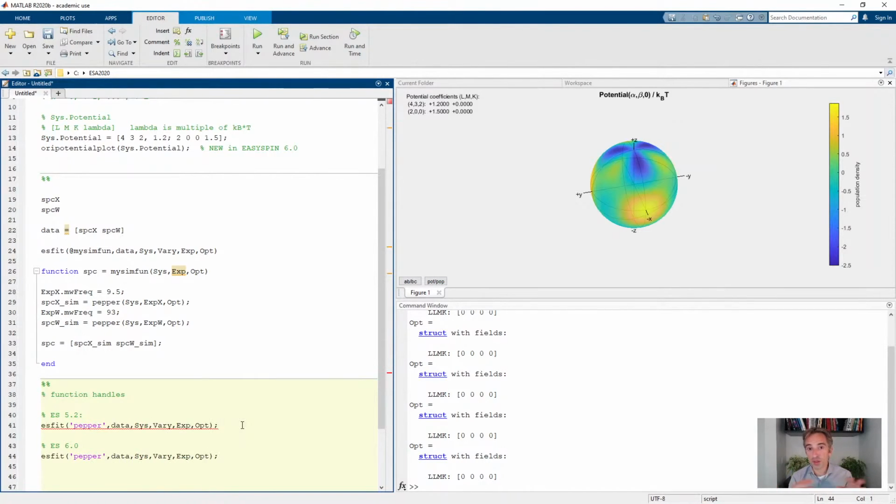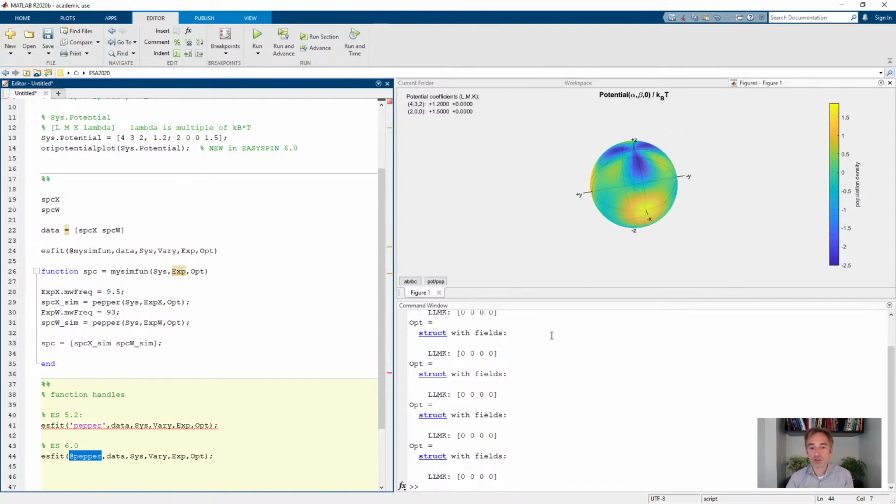It's much easier to ship them around internally, and it's the mechanics that's necessary for us to make global fitting or multispectral fitting much easier for you. So from now on, this will actually create an error. ESFit will crash, and you just basically have to replace it by the function handle @pepper.